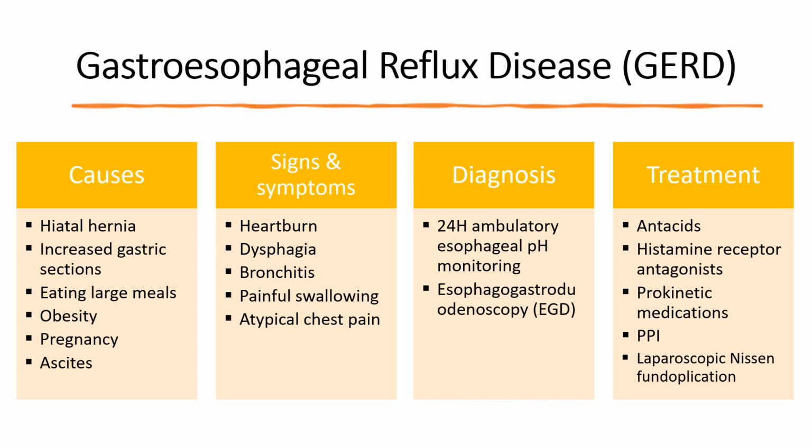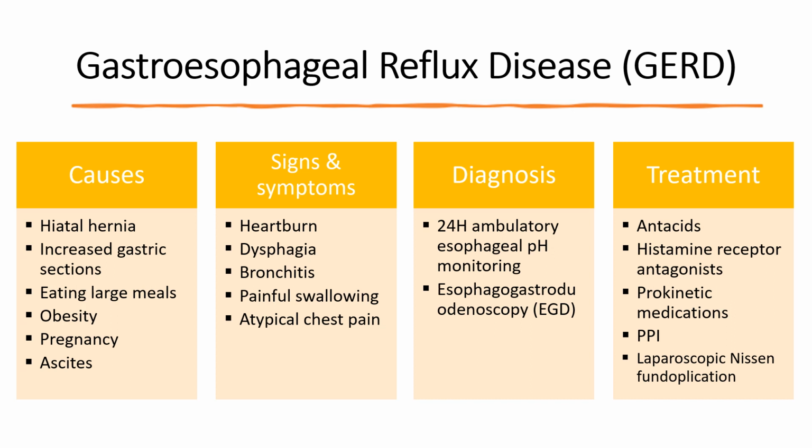Each episode results in hyperemia, which is increased blood flow, erosion or ulceration, and possible minor bleeding to the esophagus. During reflux, other gastric substances such as pepsin and bile may also be present. These substances, like acid, are caustic to the esophageal epithelium. Common causes of GERD include hiatal hernia, increased gastric secretions, eating large meals, obesity, pregnancy, and ascites.